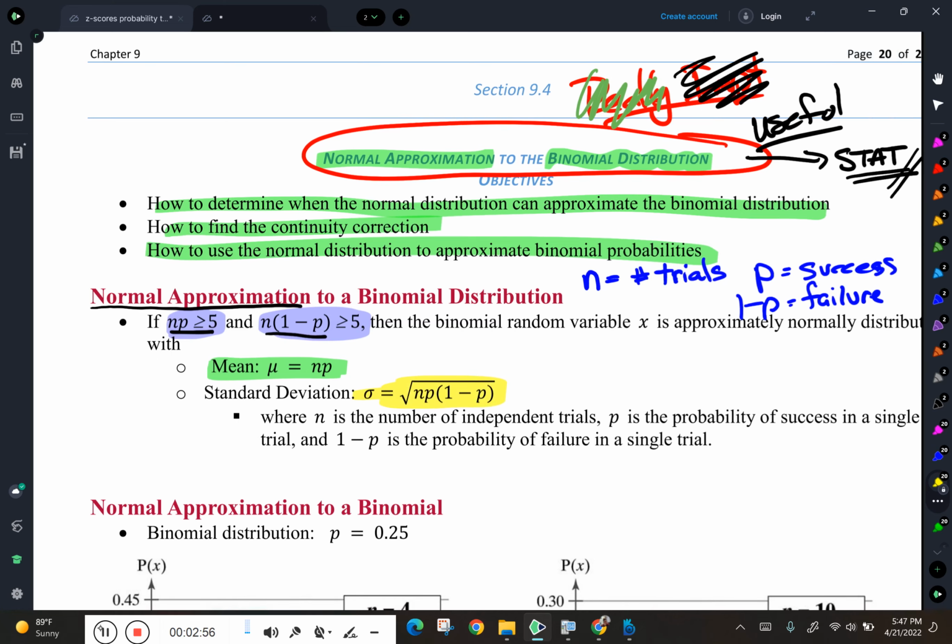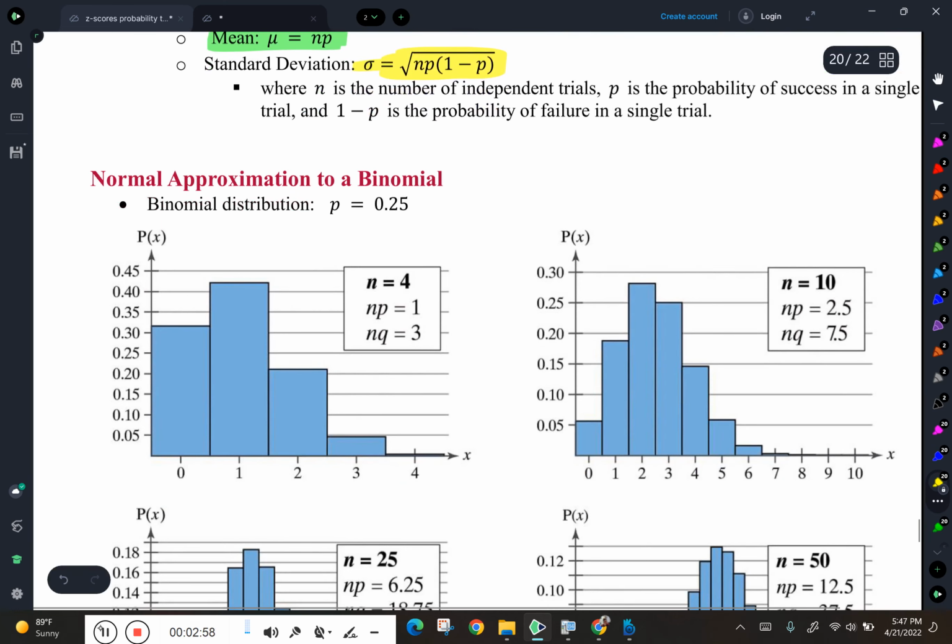Okay? Here's what's happening in the mathematics. Let's assume that we have some sort of a binomial scenario where the probability of success is 0.25. If I only have a few trials of this experiment, the probability distribution here, remember this is a probability histogram, looks nothing like a normal curve.